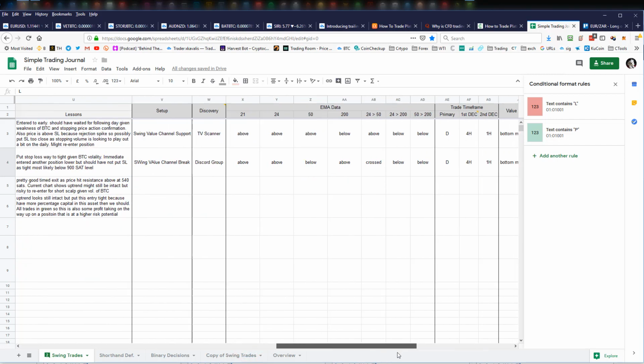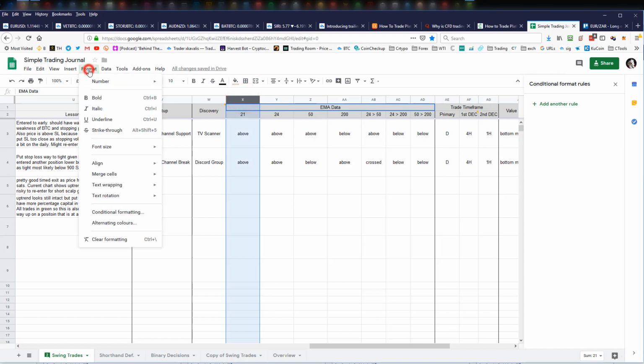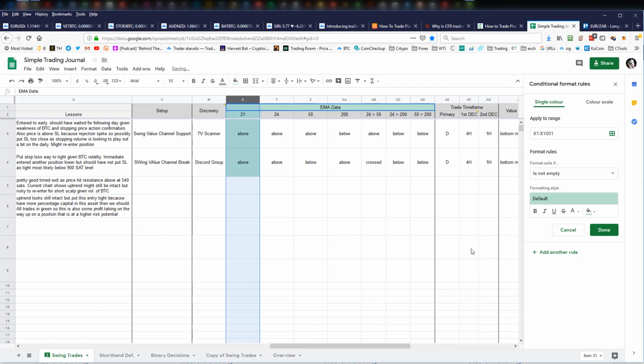Now, if you're not familiar with this, one simple thing you can do to make it a lot easier to scour for the things that identify where you should spend a little more time, or where your edge is coming into play, is to look at our EMAs. We can go to Format, then Conditional Formatting, and then add a rule.